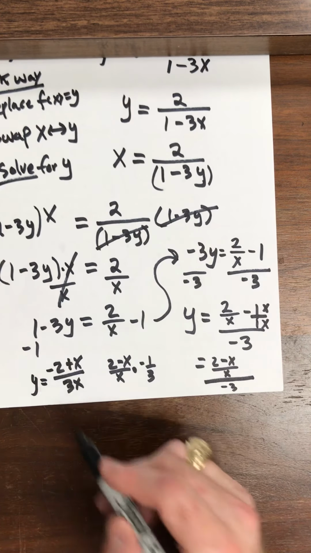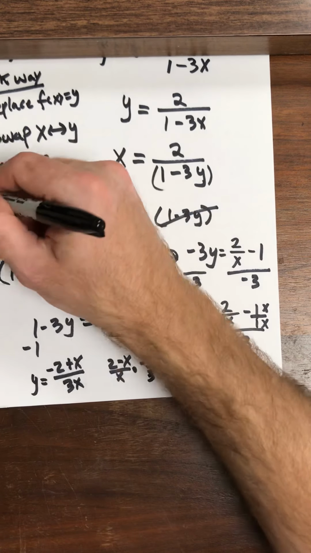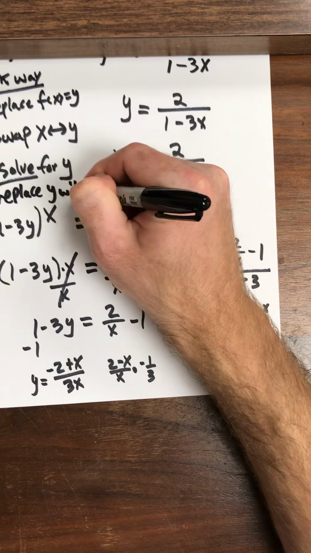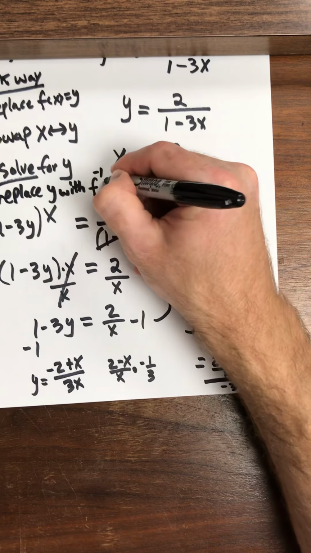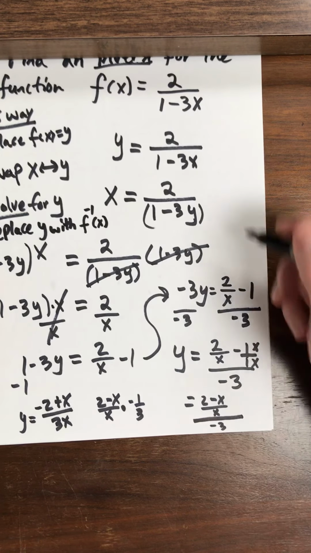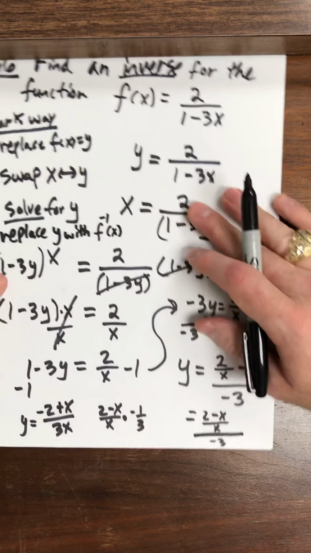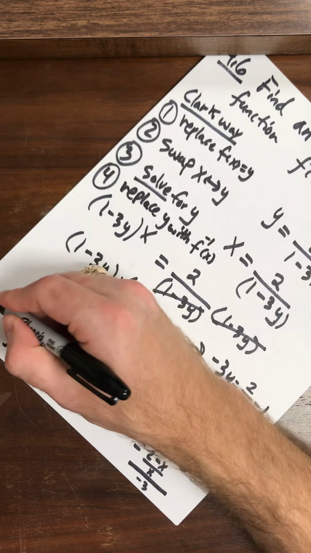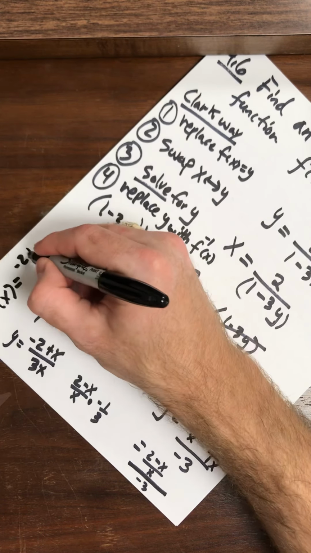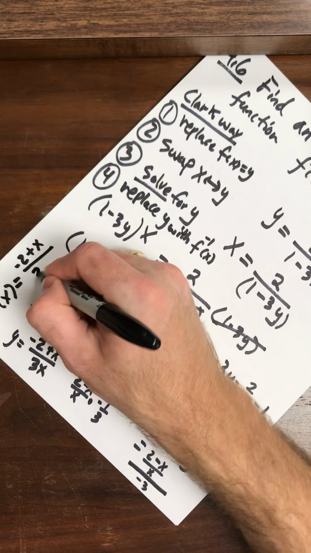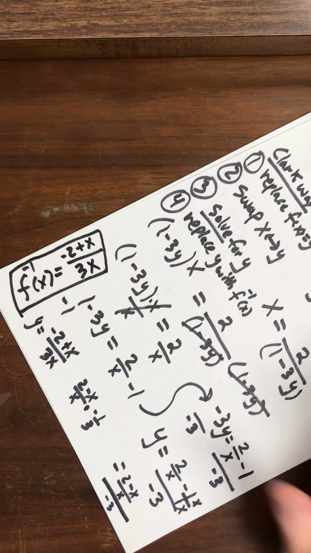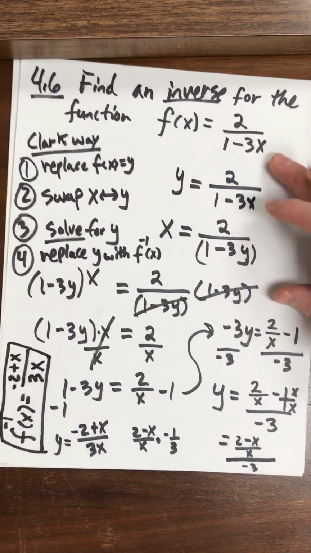My last step is to replace y with f inverse of x, because that's what I've solved for here. So my final answer is going to be what? Let me turn it sideways. F inverse of x equals negative 2 plus x over 3x. All right, so we're kind of getting all over the place on that one. Okay.